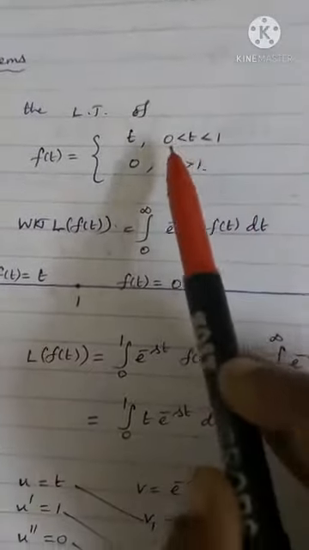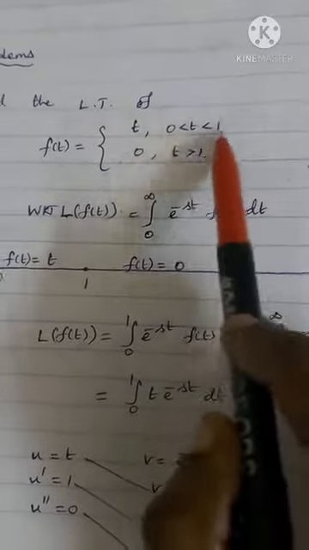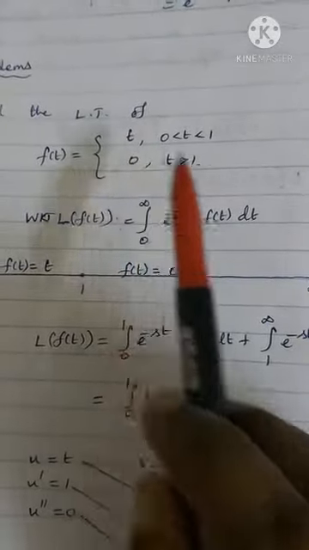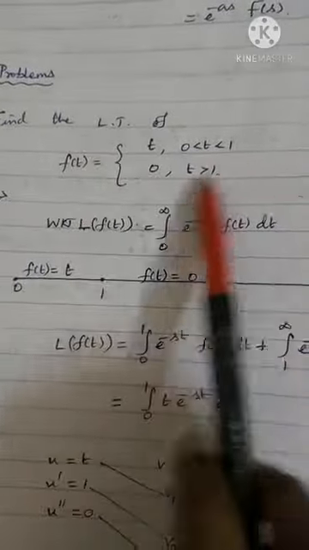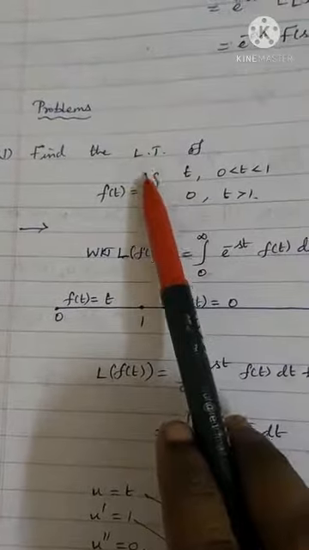You listen here. It is 0. T takes values from 0 to 1. When t takes values from 0 to 1, function is t. When t is greater than 1, function is 0. So how can we find for such function Laplace transform? So you know we have seen many methods, right?